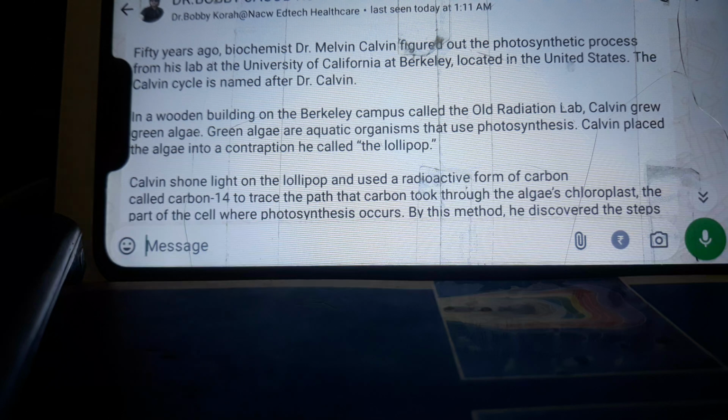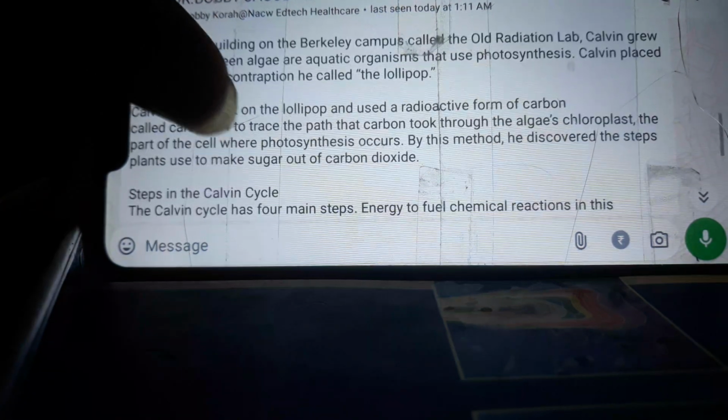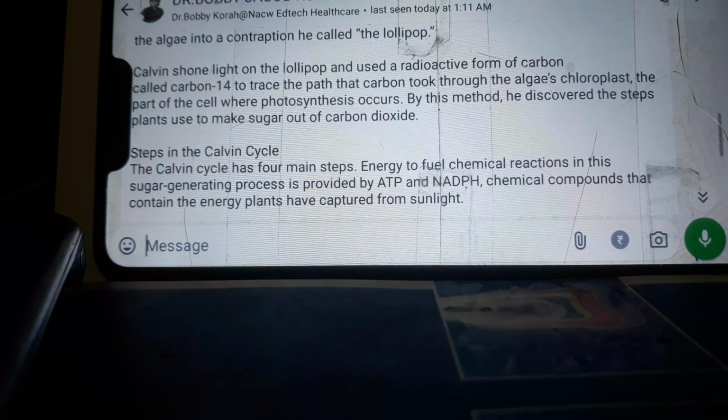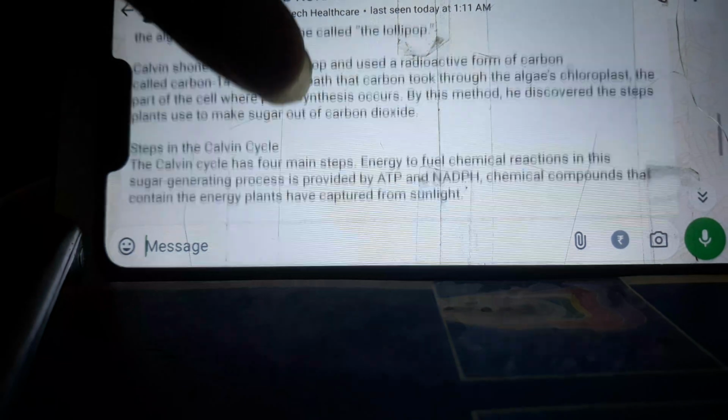The Calvin cycle is named after Dr. Calvin. From a wooden building on Berkeley campus called the Old Radiation Lab, Calvin grew green algae, which are aquatic organisms using photosynthesis. He placed the algae into a contraption called the lollipop. Remember that word? So Calvin shone light on the lollipop and used a radioactive form of carbon called carbon-14 to trace the path carbon took through the algae's chloroplast, the part of the cell where photosynthesis occurs. By this method, he discovered the steps plants use to make sugar out of carbon dioxide.